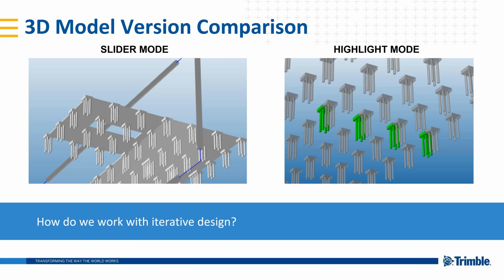We can do the same thing with models. We have slider mode, so you can virtually slip sheet a model, look back and forth and see what changes, quickly, intuitively understand the complexity of a project, the changes that have taken place. And on the right hand, you can see we highlight the differences, color code, and highlight differences in the project from one design to the other.